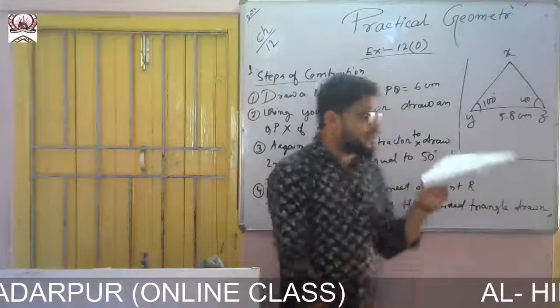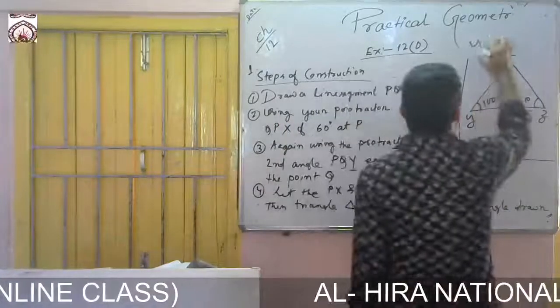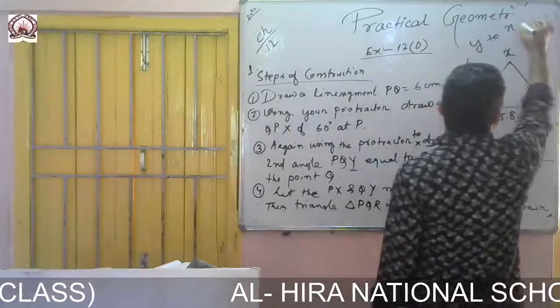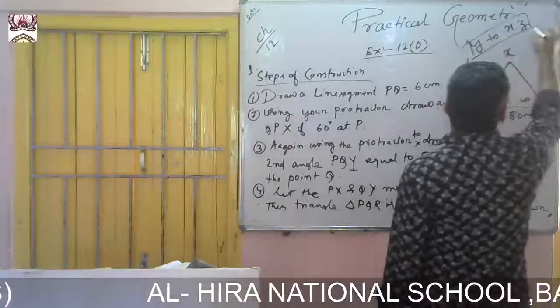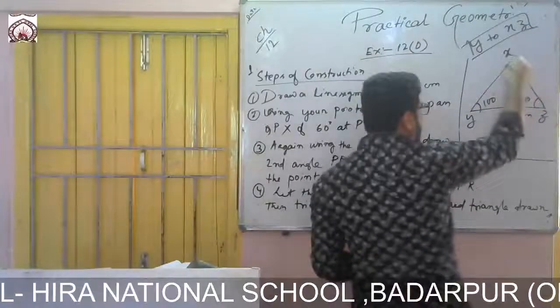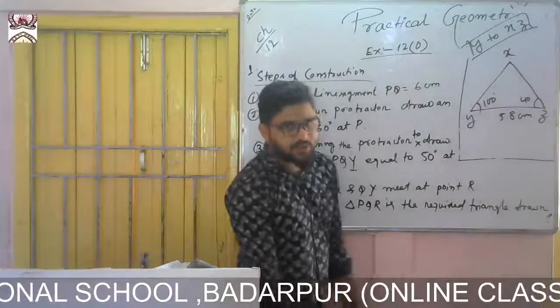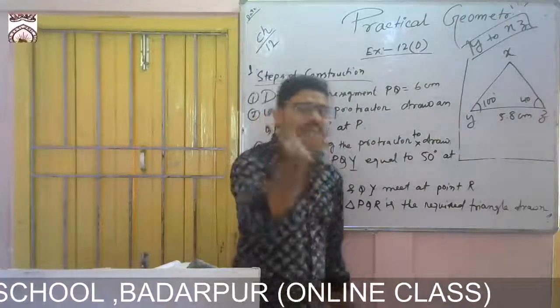Draw the perpendicular from Y to XZ. That is what I need to draw, the perpendicular from Y to XZ. So this is the side XZ. So how to draw perpendiculars? This one I have already shown.